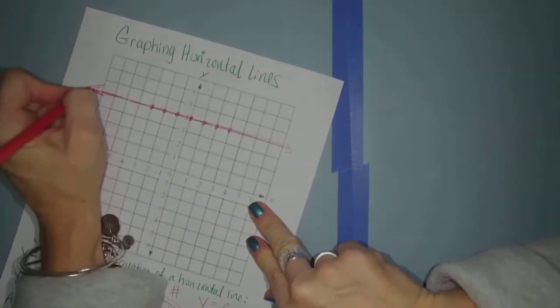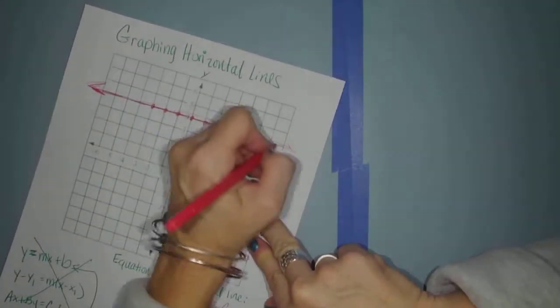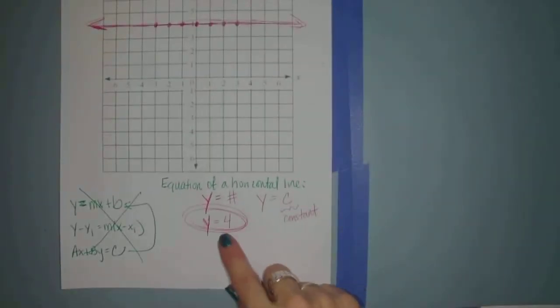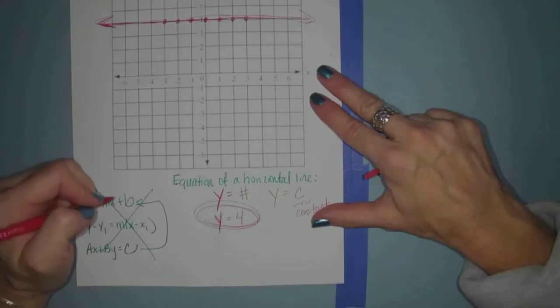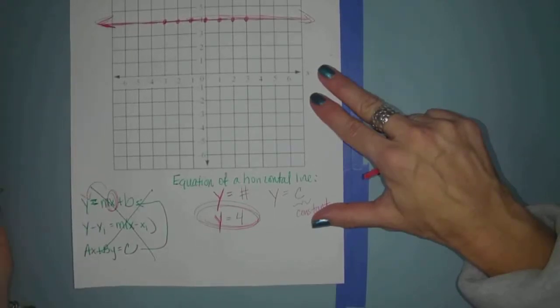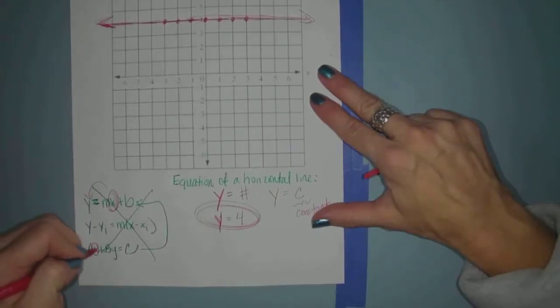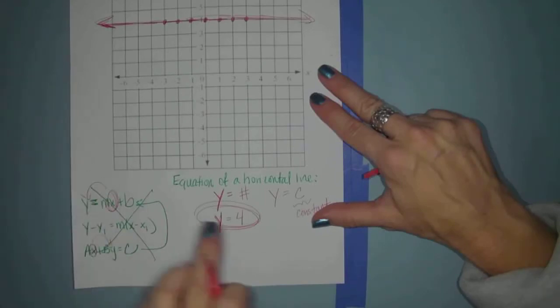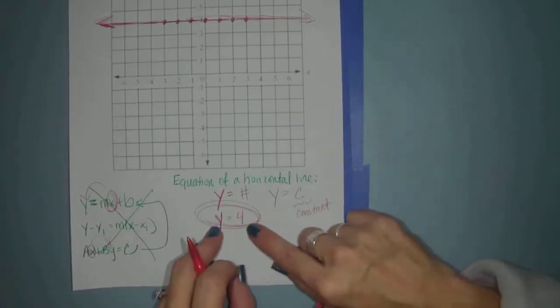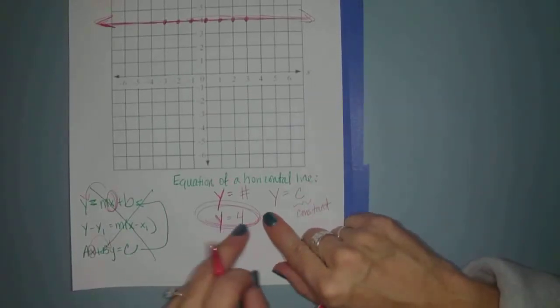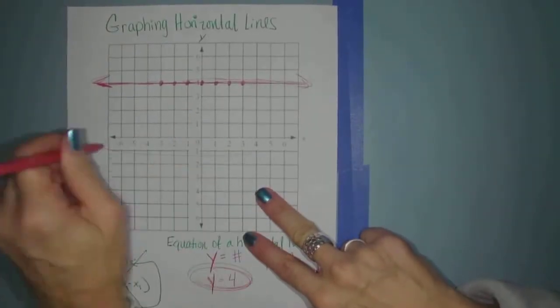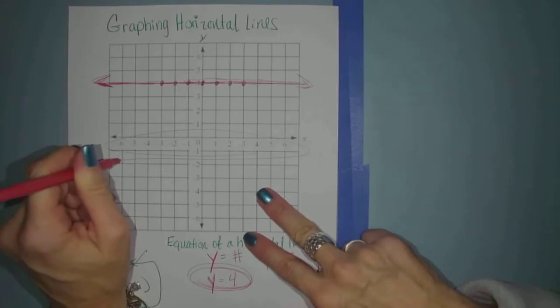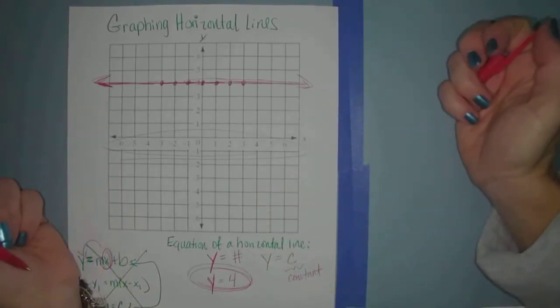No matter what, x has no bearing on it now. See, there's no x in here. Remember how we said y and x are in a relationship, and when x changes, y will change? That's all true, unless you don't have an x. See, this doesn't have an x, so x doesn't affect y whatsoever. y is 4 no matter what x is, and that creates that horizontal line.